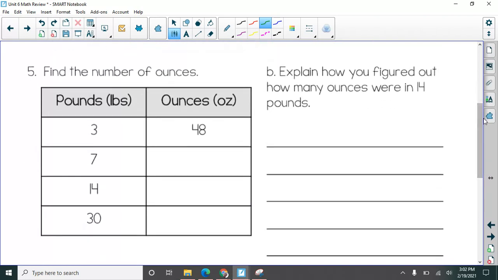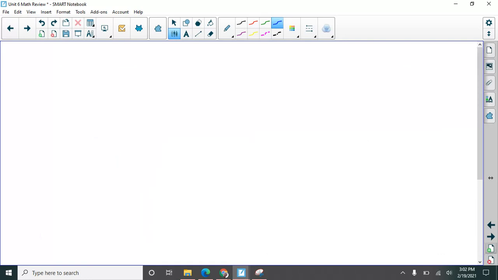Ounces and pounds. How do you convert this? This is a weird one. Times what? Do you remember? It is times 16. There are 16 ounces in a pound. Times 16. So 7 times 16 is going to need to be done over here.